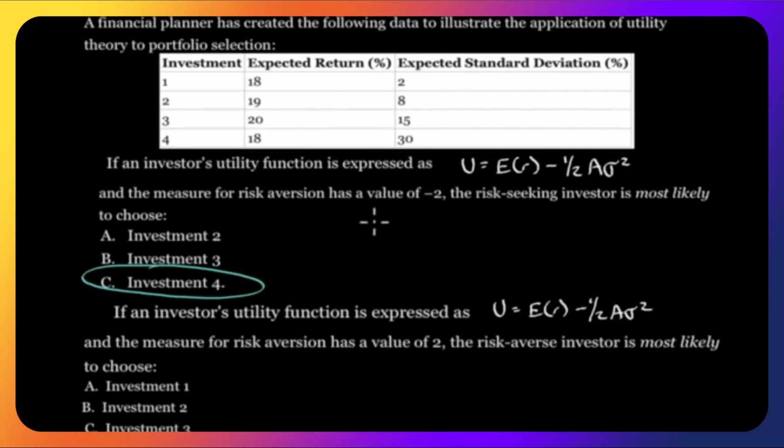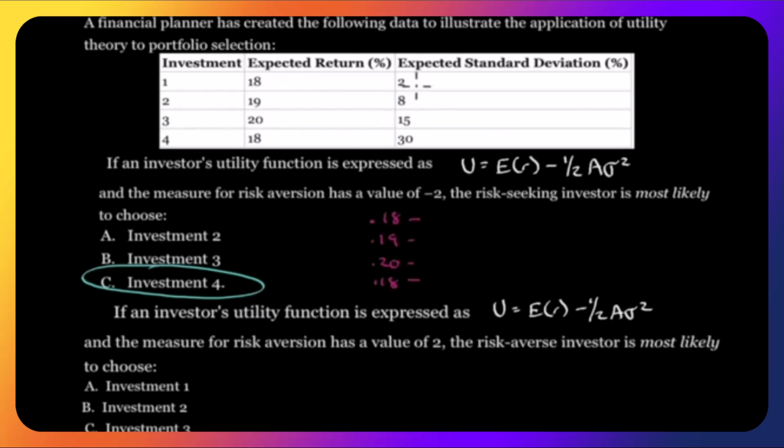So our returns are 0.18, 0.19, 0.20, and 0.18. We're just using this function here. I just put out the first term. Minus, and of course we have 1/2 of A. Our A is 2, so 1/2 of A is 1. So I'll just drop off the 1. And it's the variance of the asset.